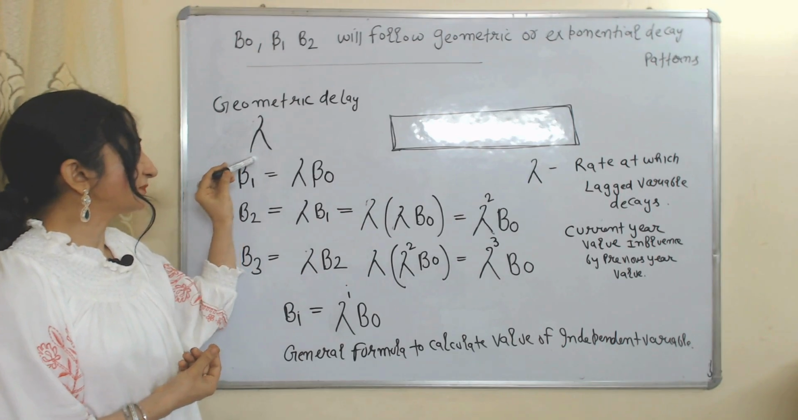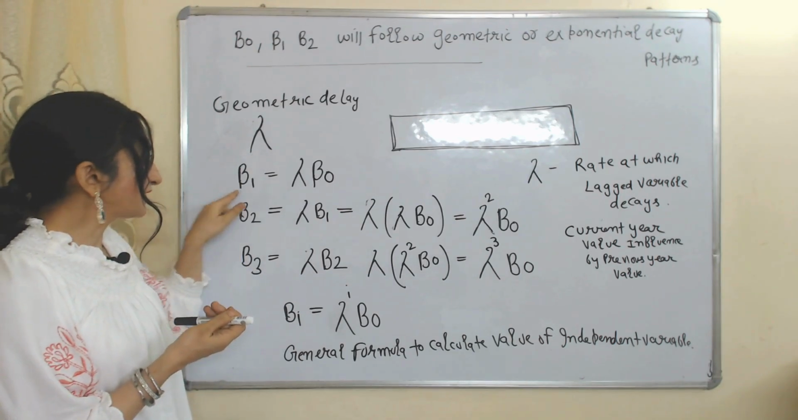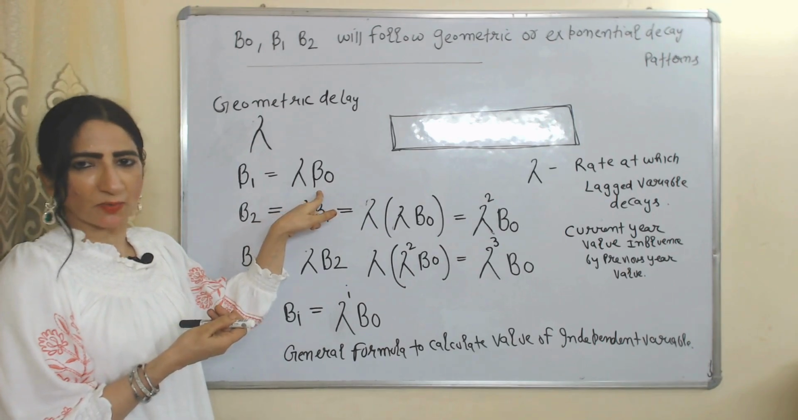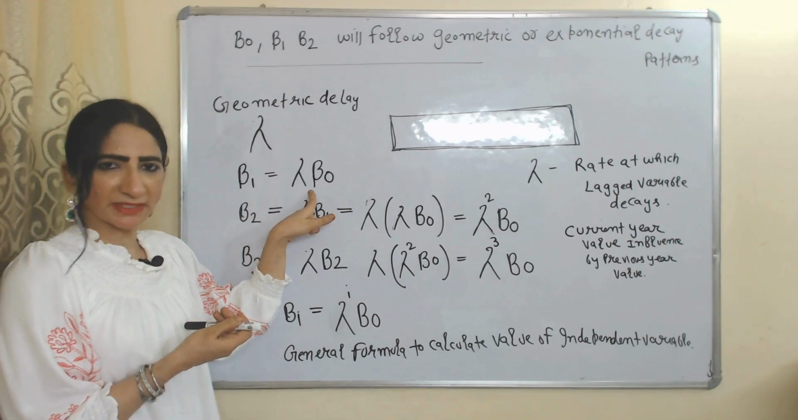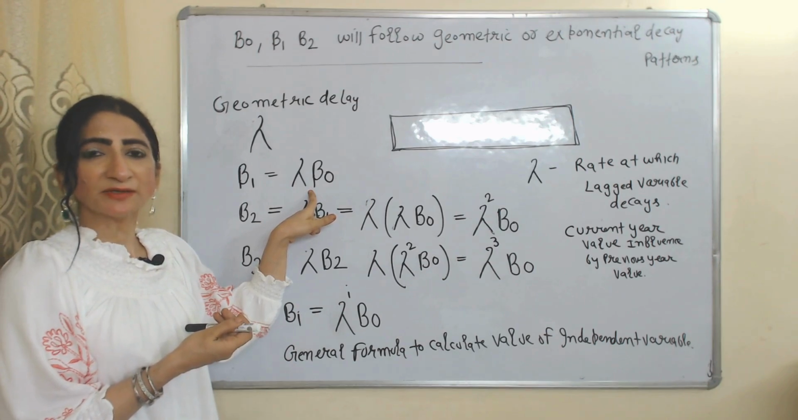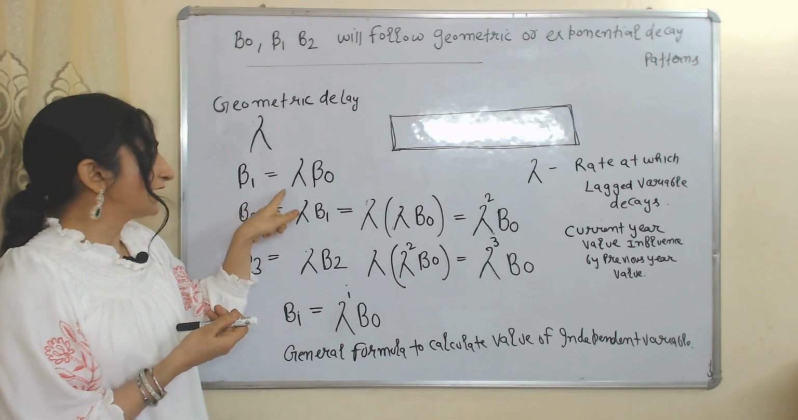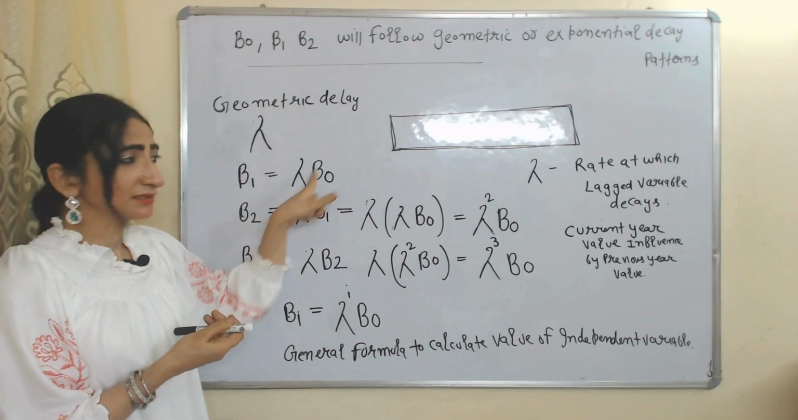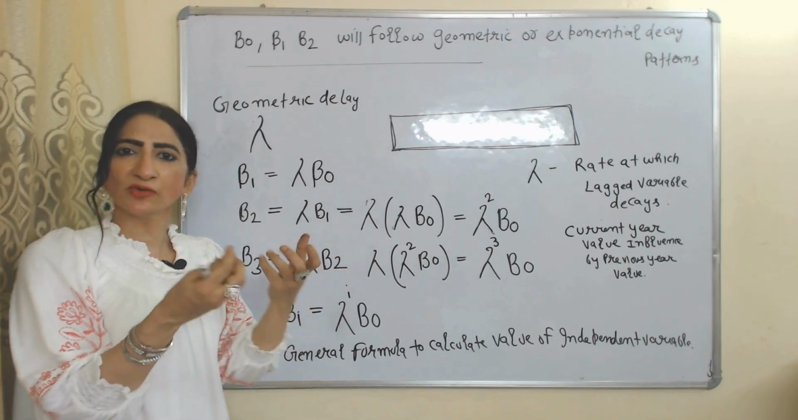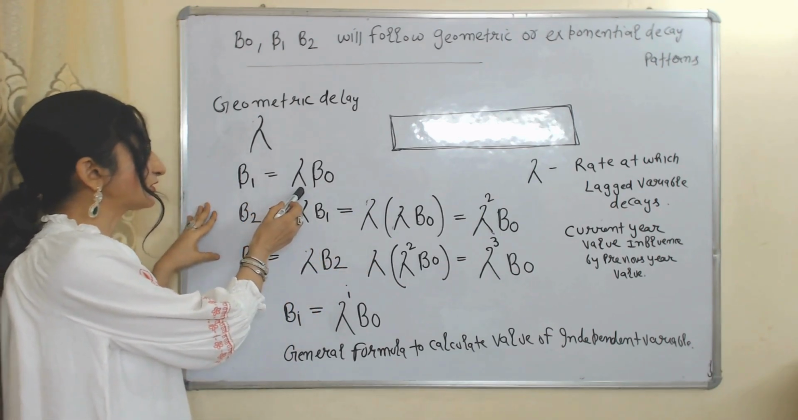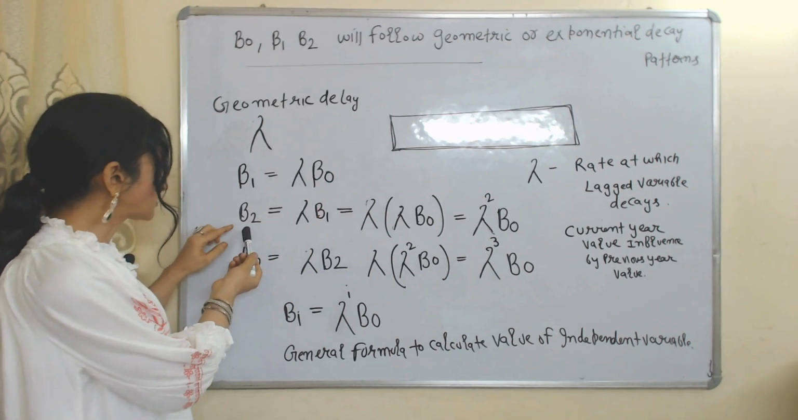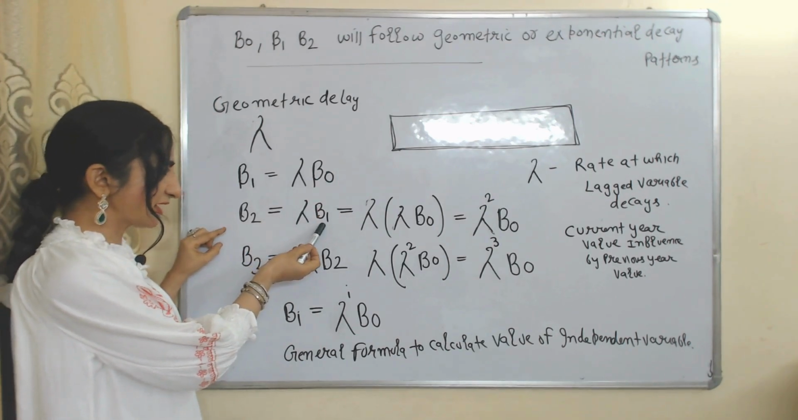Geometric decay pattern is represented by lambda. Beta 1 equal to lambda beta 0. Why beta 1 equal to lambda beta 0? Because current value of dependent variable is influenced by past value, and lambda represents the rate at which lagged value decays. If beta 1 equal to lambda beta 0, then obviously beta 2 equal to lambda beta 1.